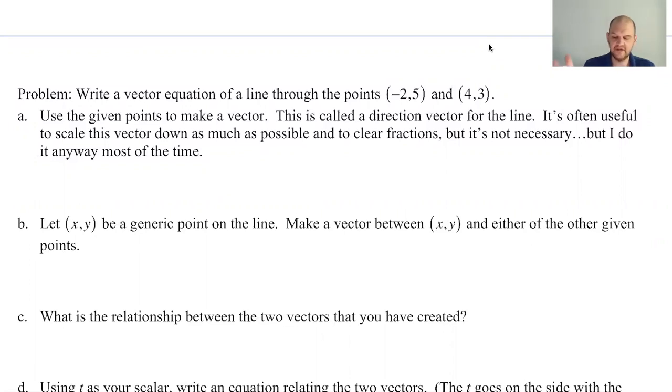Because the line contains all these points that are in a line, right? And the line is dictated by its slope, really. And we saw a little connection between the vector and the slope. And now what we're going to try to do is write the vector equation of a line. So we want the vector equation of a line that's going to go through the points -2, 5, and 4, 3. So we're going to do this by example, but the idea is very general. It doesn't matter what the points are, the process will be the same.